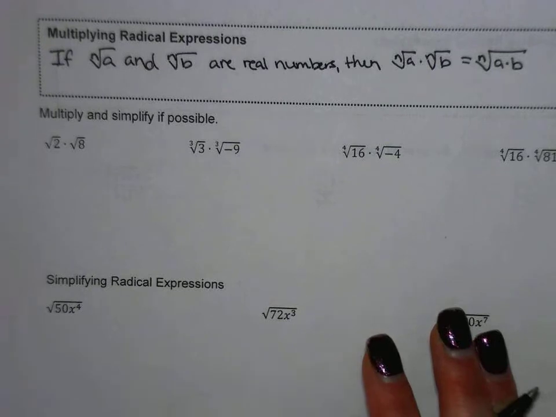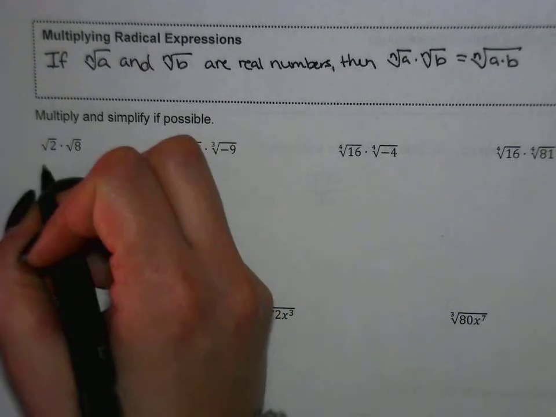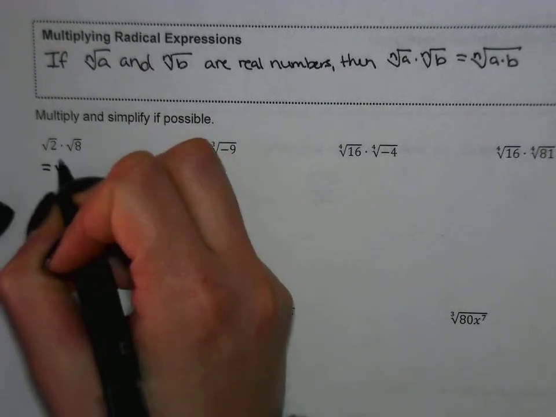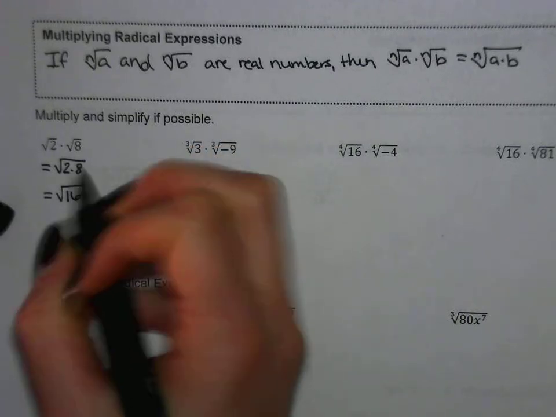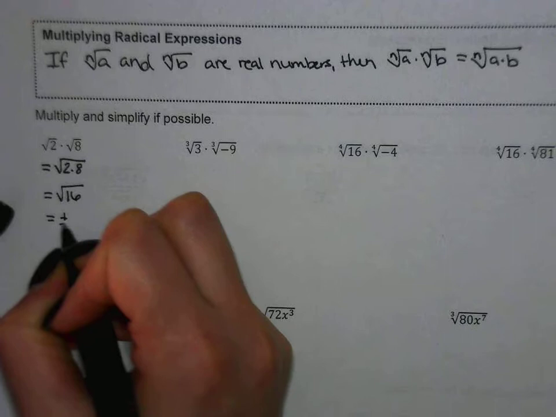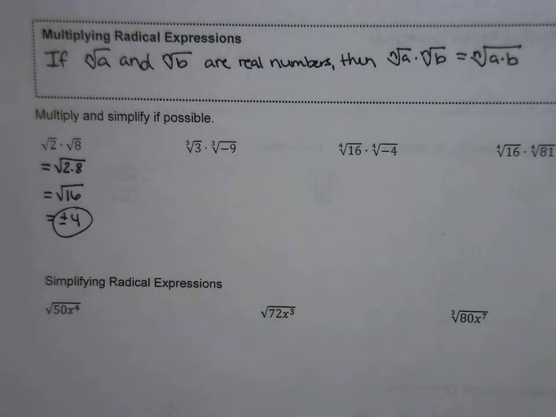So we have the square root of 2 times the square root of 8. So we have the square root of 2 times 8. And 2 times 8 is 16. And the square root of 16 is plus or minus 4.